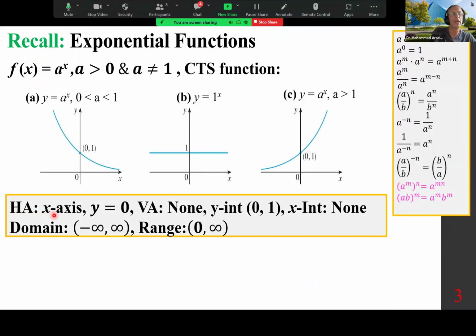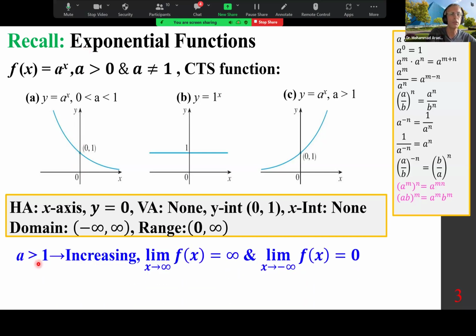HA, horizontal asymptote, is the x-axis in these two cases, which has the equation y equals 0. There is no vertical asymptote. Y-intercept in both cases is (0, 1). X-intercept doesn't exist. Domain in both cases is all real numbers and range is from 0 to infinity, 0 is not included.